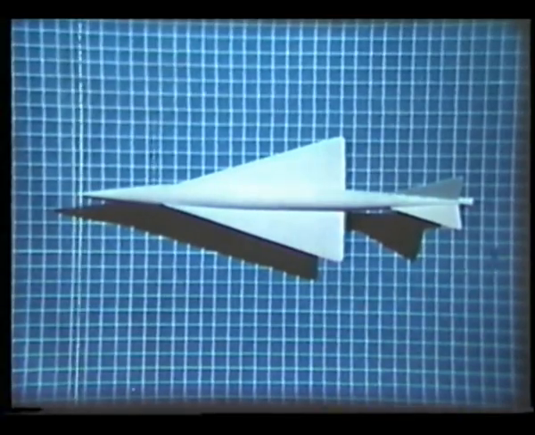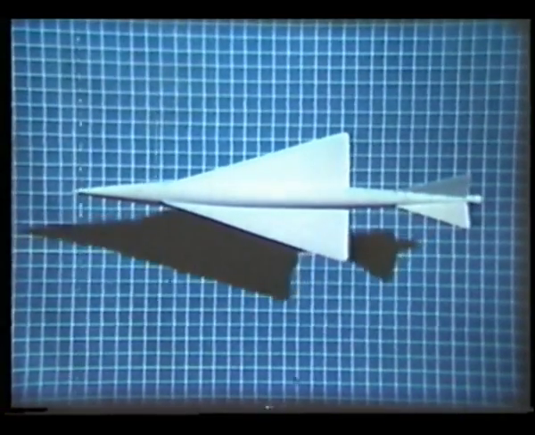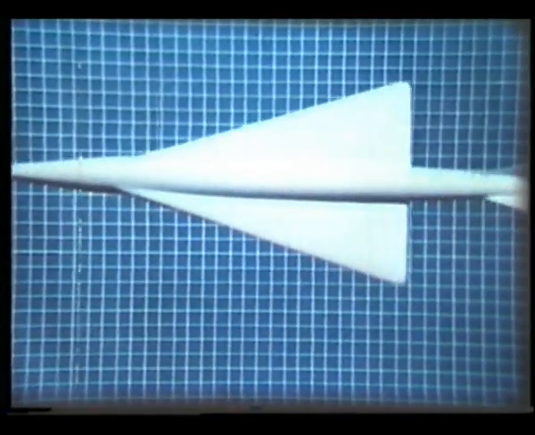Here's one possible solution for the future. Vertical takeoff. Shapes like these may well be the supersonic airliners of the future.